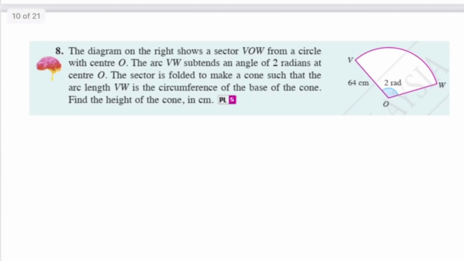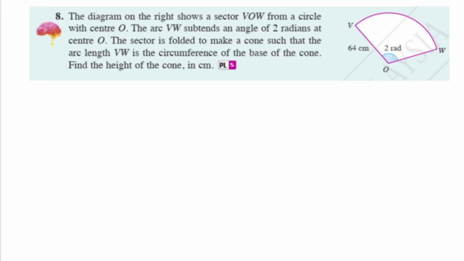Okay, let's look at question number 8. Now, in this case, we have sector VOW. From a circle with center O, the arc VW subtends angle 2 radian at the center. The sector is folded to make a cone such that arc length VW is the circumference of the cone. So we draw like this. Okay, so this VW is now the circumference, right? So which is here, right? We are supposed to find what? We're supposed to find the height of the cone, the height of the cone H here.